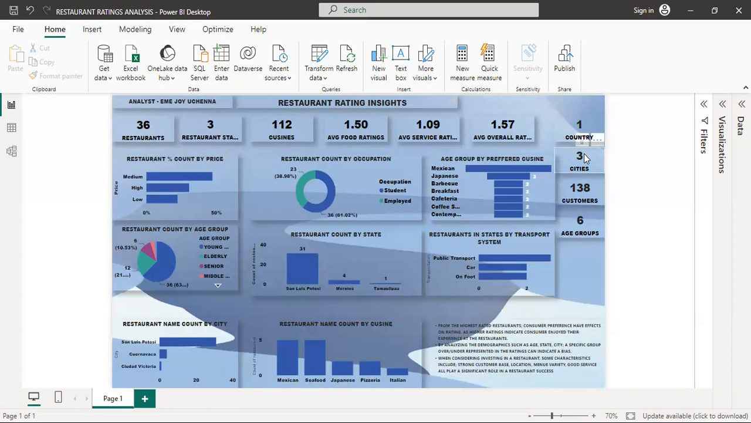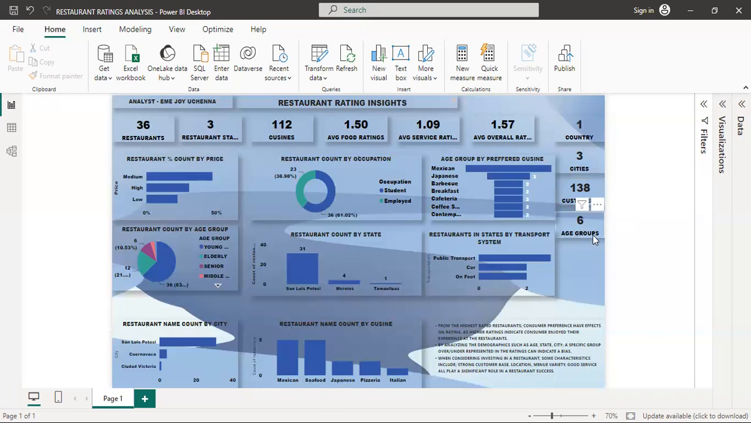Cities, 3. This KPI reveals the specific cities where the restaurants are situated. It helps understand the concentration of restaurants in different urban areas. Customers, 138. By calculating this KPI, I was able to determine the count of unique customers in my data set. It provides insights into the customer base and the scale of the analysis.